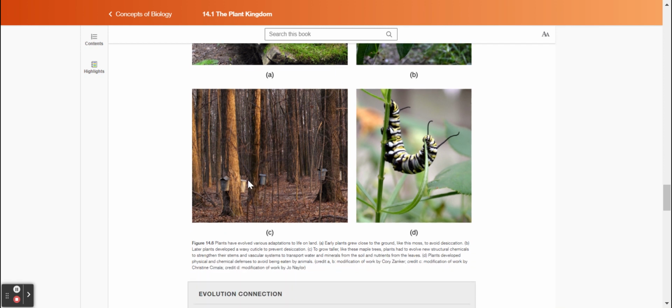In C, to grow taller, like these maple trees, plants had to evolve new structural chemicals to strengthen their stems and vascular systems to transport water and minerals from the soil and nutrients from the leaves. And in D, plants developed physical and chemical defenses to avoid being eaten by animals.